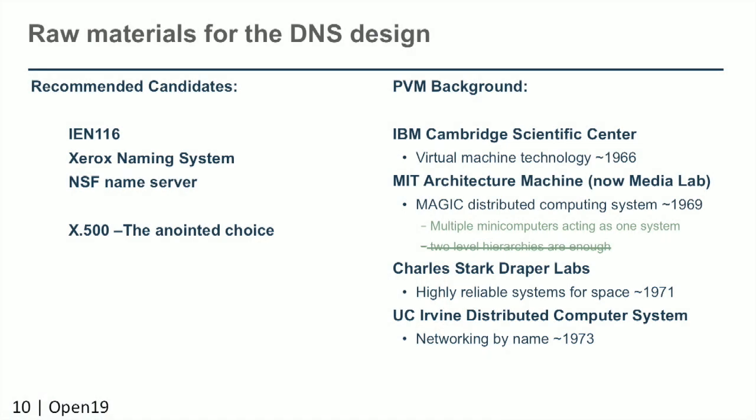What were the raw materials for the DNS design? The story is over there. There was this IEN. Xerox had their name. NSF, I think, was going to locate a big database in Madison, Wisconsin, because the university was there and they had an NSF proposal. There was X500. In reality, this was just based upon my personal experiences.